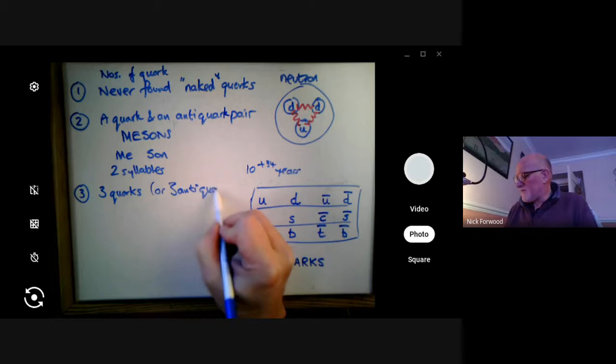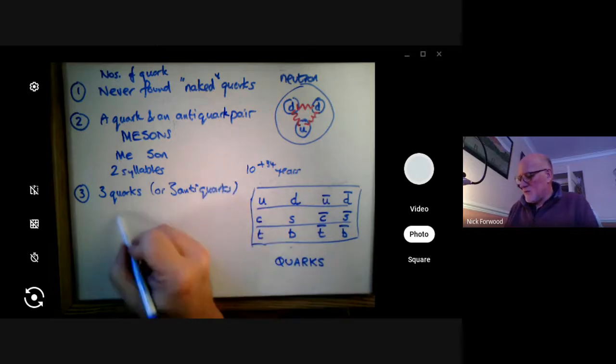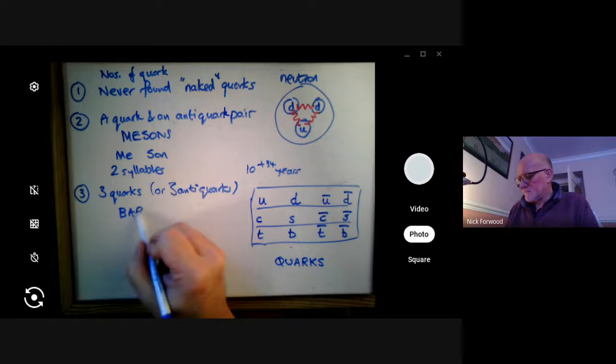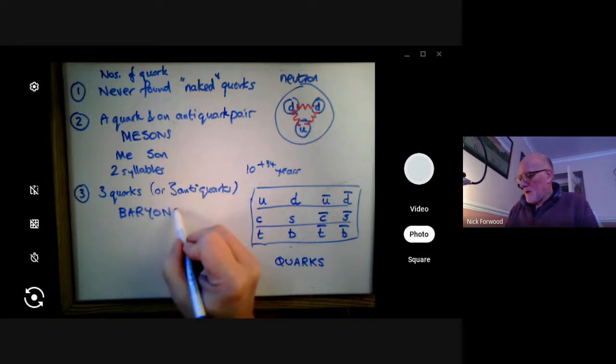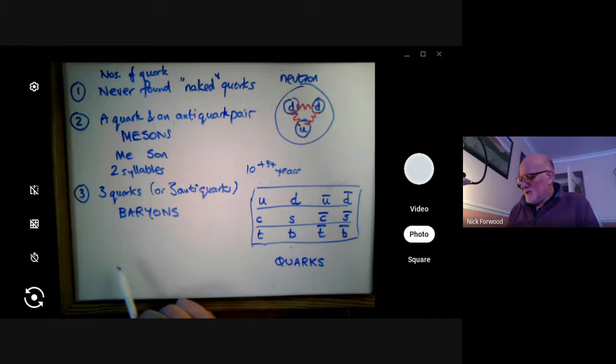And when we have 3 of these together, they're called baryons. An easy way of remembering this is that baryon, ba-ry-on, is 3 syllables, and that will tell you that it's made up of 3 of our fundamental particles, and that's all you really need to know.